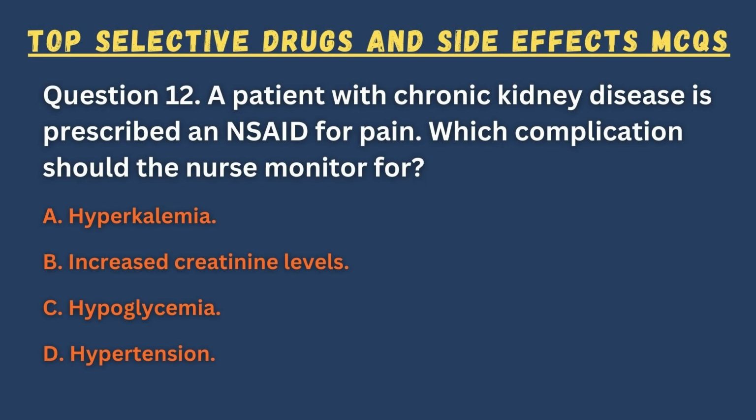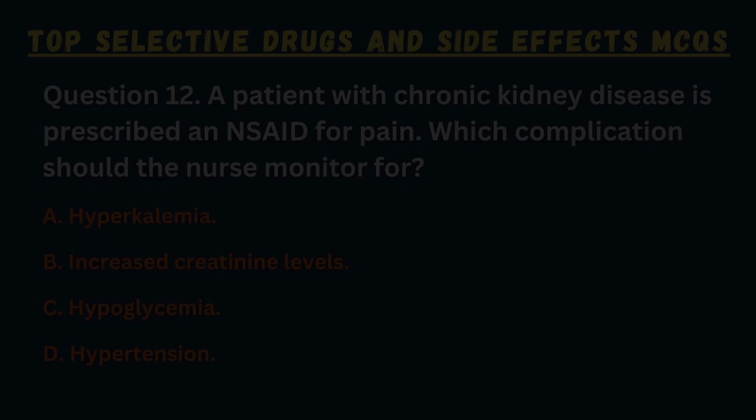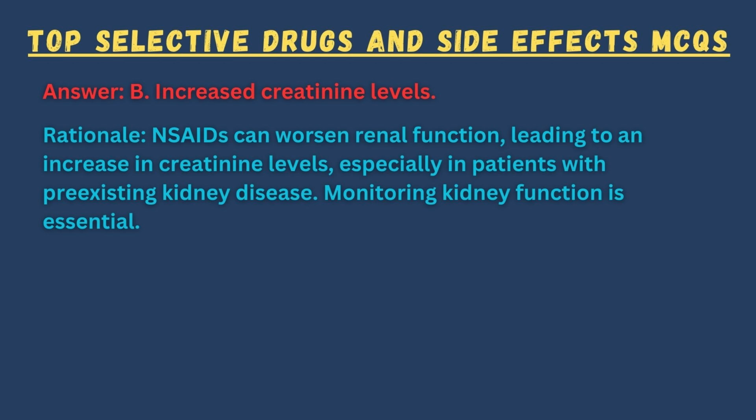Question 12. A patient with chronic kidney disease is prescribed an NSAID for pain. Which complication should the nurse monitor for? A. Hyperkalemia. B. Increased creatinine levels. C. Hypoglycemia. D. Hypertension. Answer: B. Increased creatinine levels. Rationale: NSAIDs can worsen renal function, leading to an increase in creatinine levels, especially in patients with pre-existing kidney disease. Monitoring kidney function is essential.